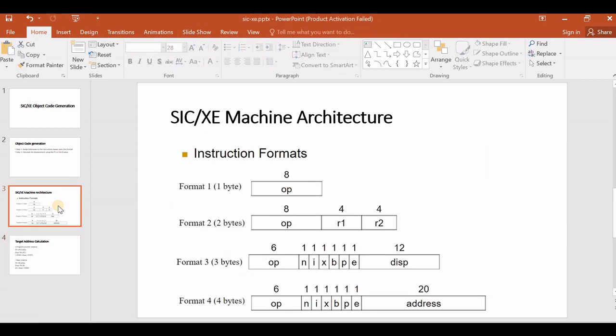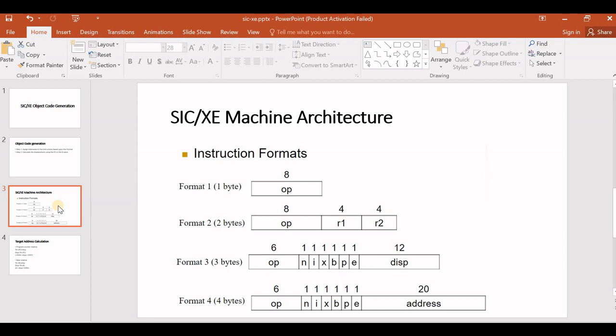So again, you can just have a look at the various instruction formats. Format 1: those instructions which only have the opcode, no operand. Format 2 is opcode and 2 operands, and both the operands are registers. Format 3 instructions, where the last 12 bits are assigned for displacement, and format 4 instructions, where the last 20 bits are assigned for the address.